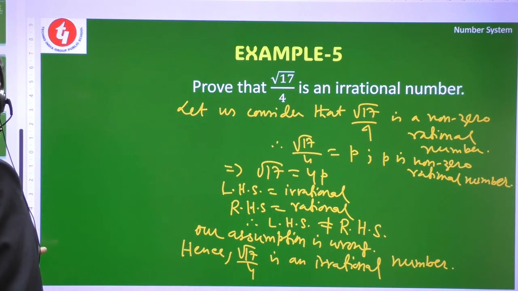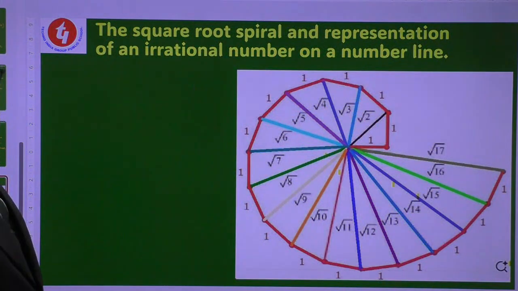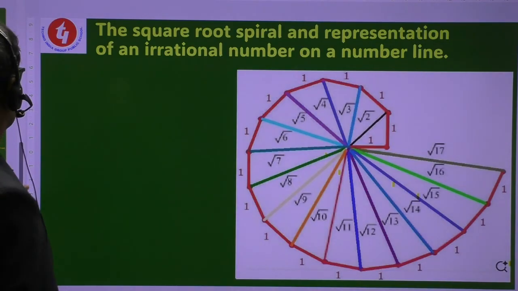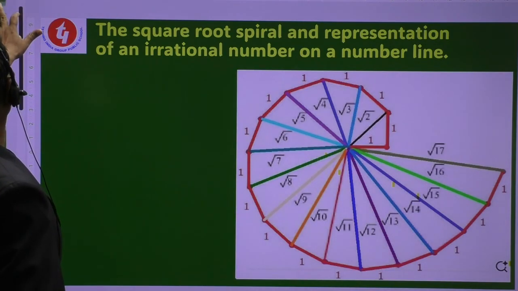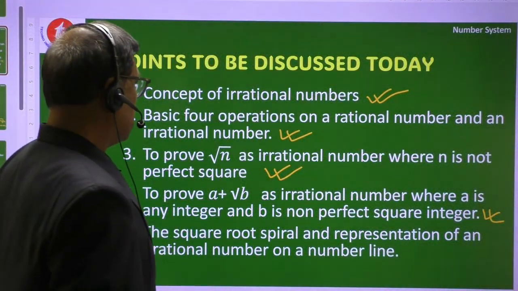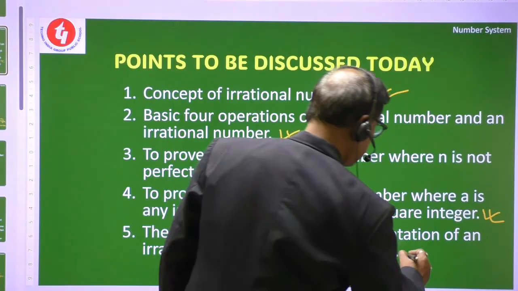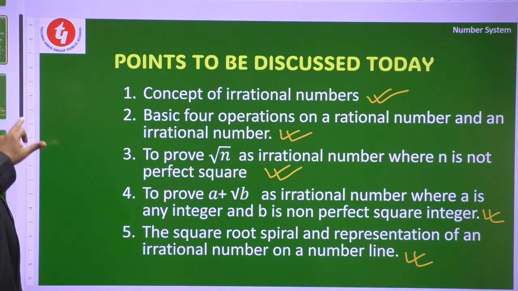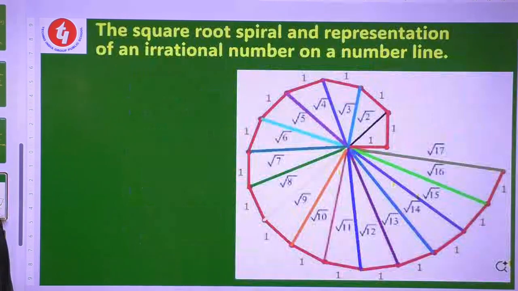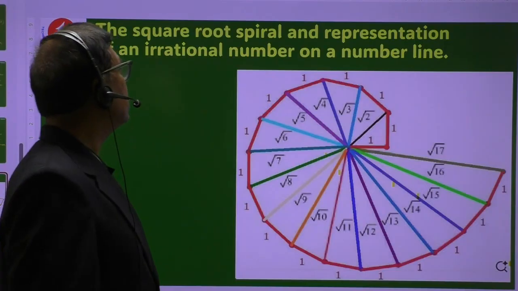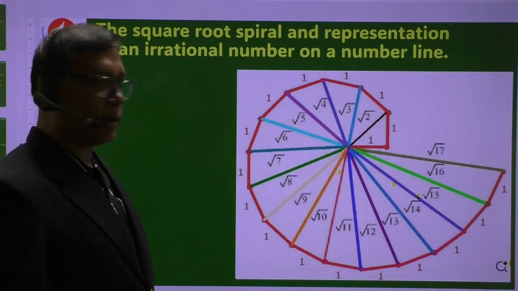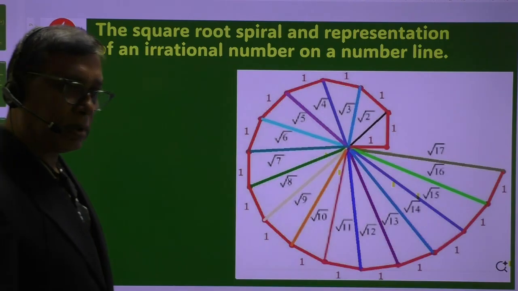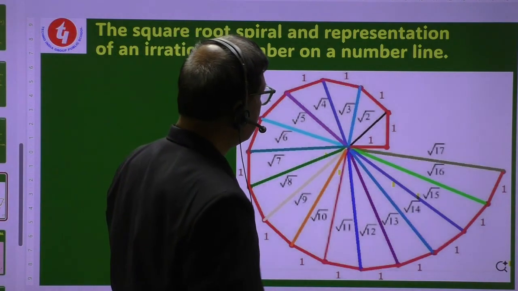Now I'll discuss my last point, the square root spiral and representation of an irrational number on a number line. This is my last point. See here, it is the square root spiral. How is it formed? How is this spiral formed?